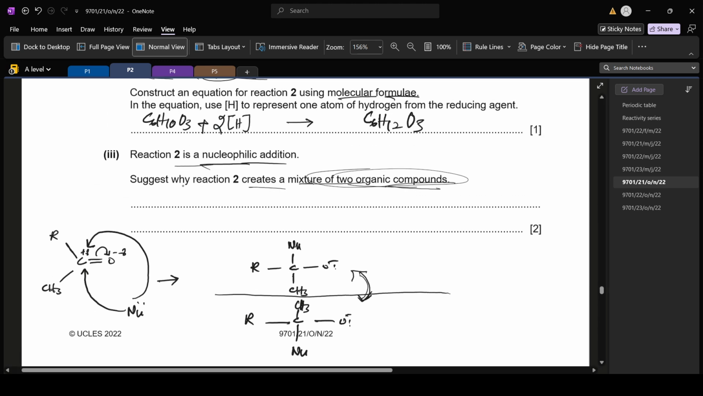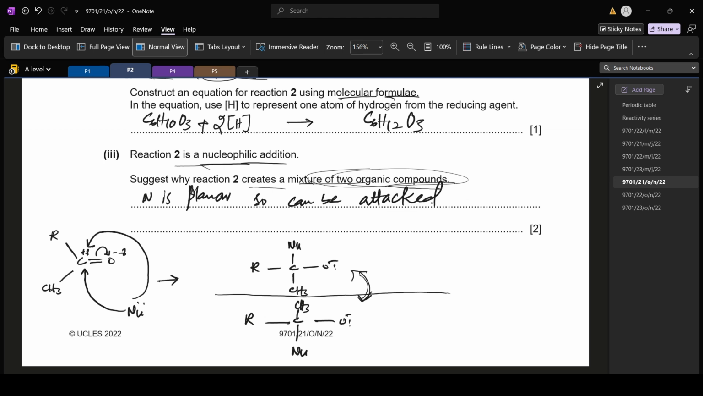So this is what it is asking here: suggest why reaction 2 creates a mixture of two organic compounds. Why? Because N is planar, or you can say the ketone in N is planar, so it can be attacked from either side.